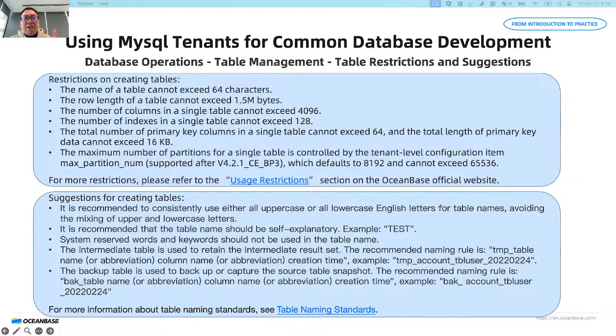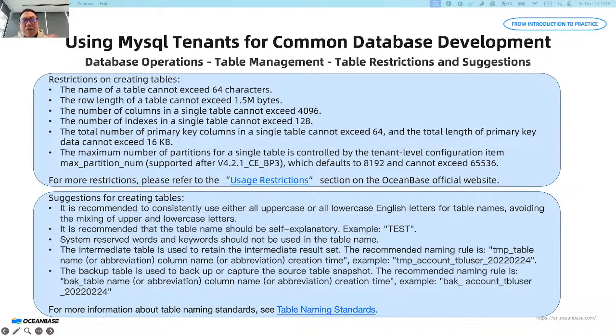Next, let's look at the restrictions and suggestions for creating tables. Below are the restrictions on creating tables. The name of a table cannot exceed 64 characters. The row length of a table cannot exceed 1.5 million bytes. The number of columns in a single table cannot exceed 4,096.